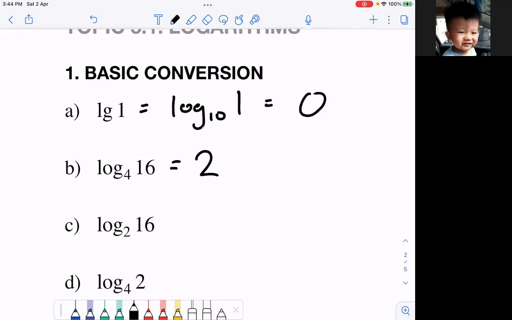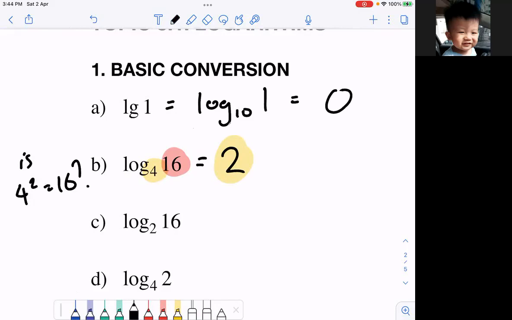Okay lah, he's correct. Because what did I say? You memorize small to the opposite equals big. So you just need to verify. It's 4 square. Basically, you need to mentally check lah. Is 4 square equals 16? Yes or no? I mean, obviously yes lah. 4 times 4 is 16. Right, so 4 to the 2 is indeed 16.